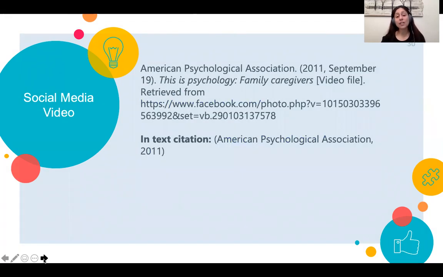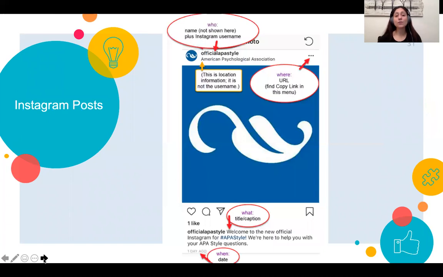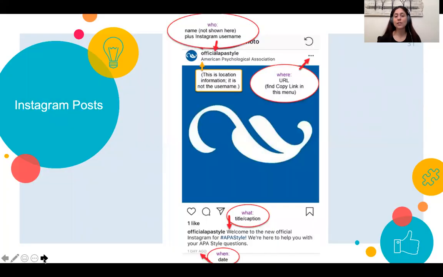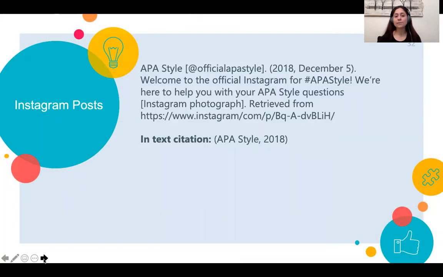A social media video or a YouTube video can also be included as a citation or as a reference. And so this is how you would do that. And you can also include Instagram posts. Okay, and I've shown you here where you would get all of the information that you need in order to do that reference and citation correctly. This is what you would then turn it into. So you get the information here and then plug it in here.